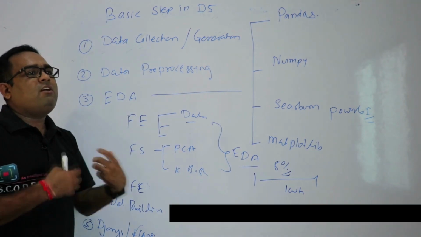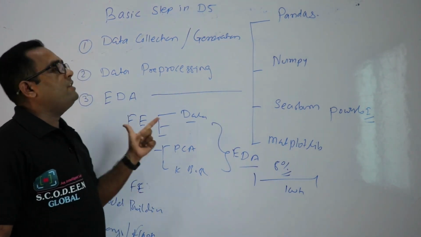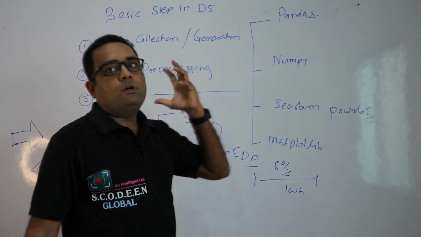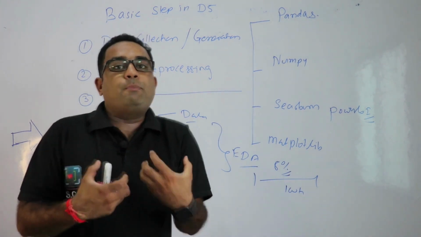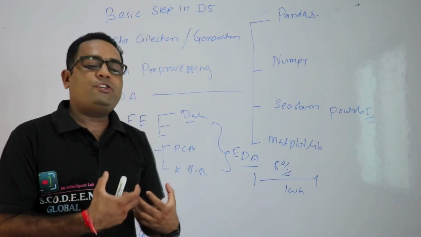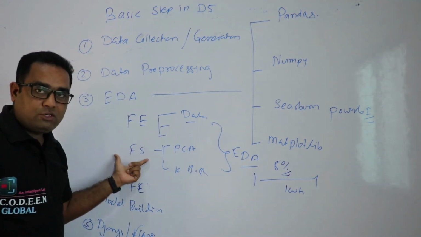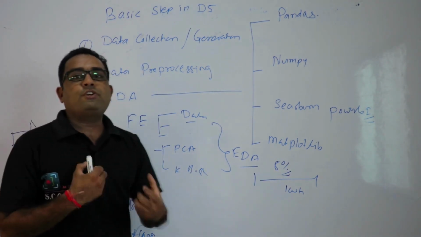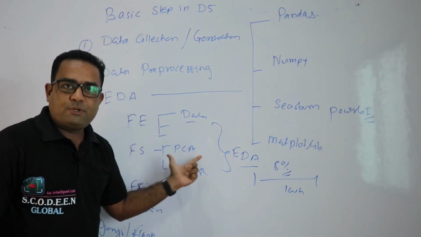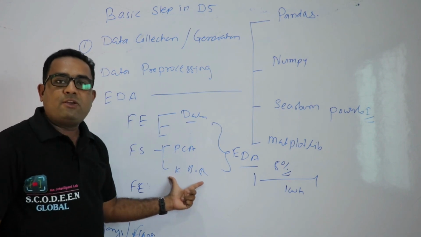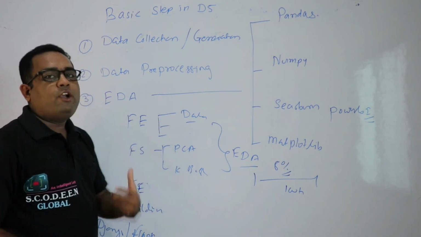In EDA there are different tasks we need to perform. First of all, feature engineering. In feature engineering we need to perform data imputation, treatment of outliers, and outlier finding. Then we need to perform feature selection, so we find the relevant features. Feature selection we can do with PCA, principal component analysis, or K-based algorithms. So we need to perform different steps.